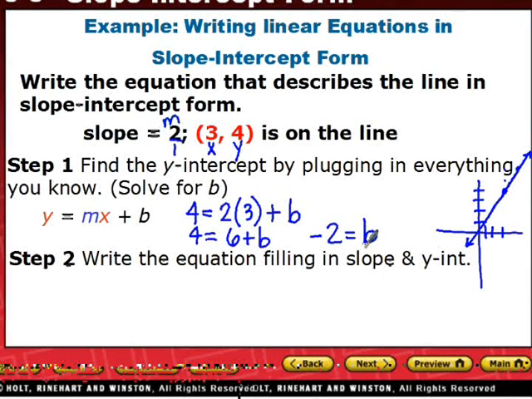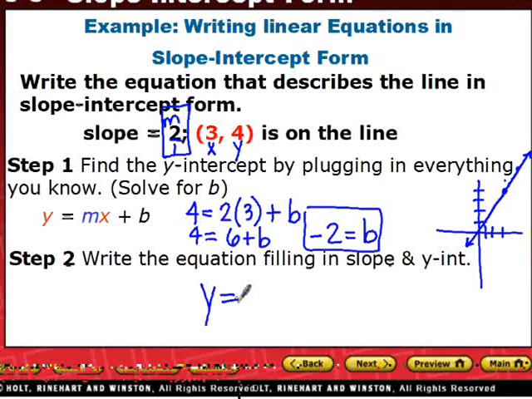Now I'm not done yet because it didn't ask me just to tell the y-intercept. What it really asked me was to give the equation in slope-intercept form. But now I have all the pieces. I know the slope. I know the y-intercept. So I go back and I write it in slope-intercept form.